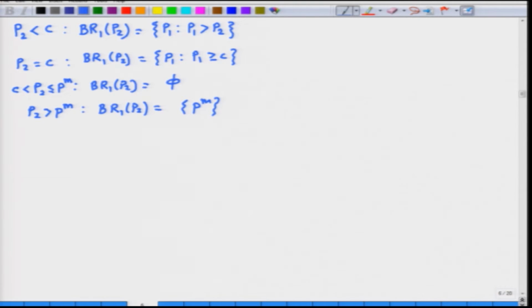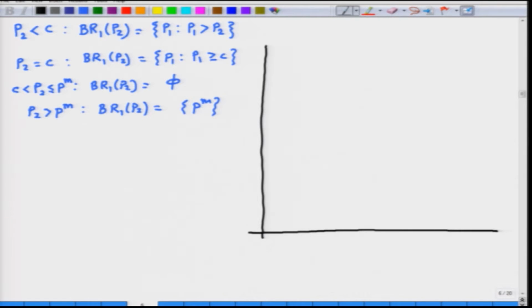Okay. Now, we are going to graph this on the side. So, we are going to draw the best response functions. So, this is P1 and this is P2 and let us say this is the 45-degree line.